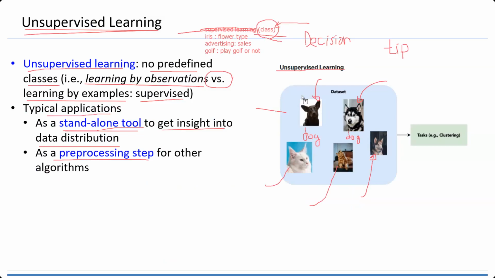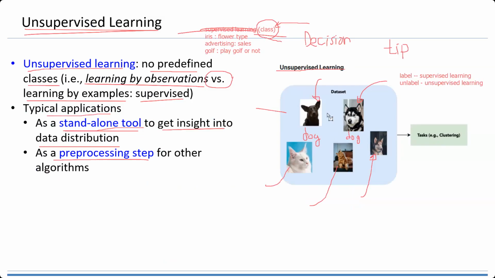Sometimes we do not say class, sometimes we say label. Labeled and unlabeled. If the data has a label, we call this supervised learning. We can do supervised learning. But if the data is unlabeled, without a label, then we call this unsupervised learning.